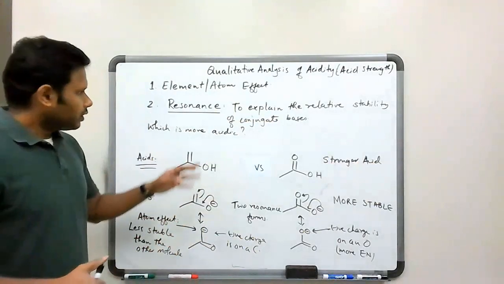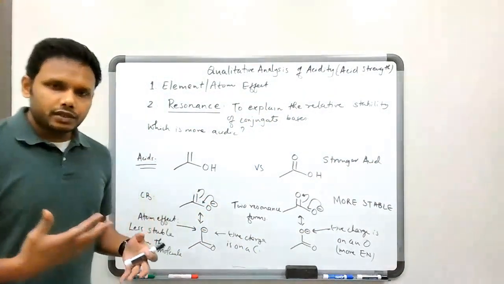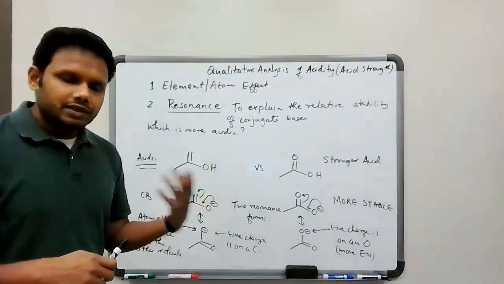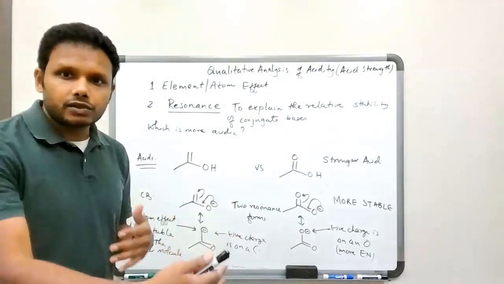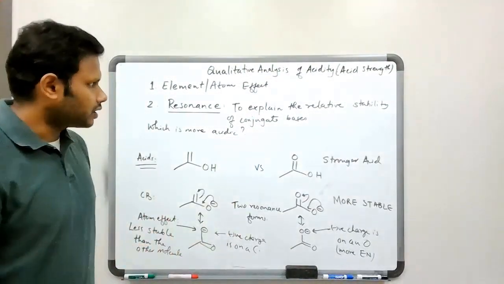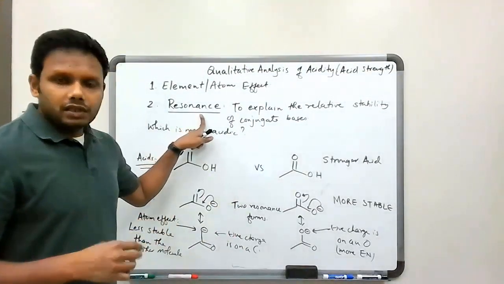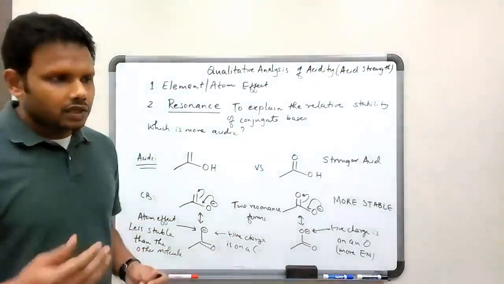So hopefully, with these examples, you could see how we can use resonance in different forms to explain the stability of conjugate bases, and sometimes couple resonance with another effect to explain the stability of the conjugate base. Okay, so that is how resonance is a factor in determining the stability of a conjugate base.